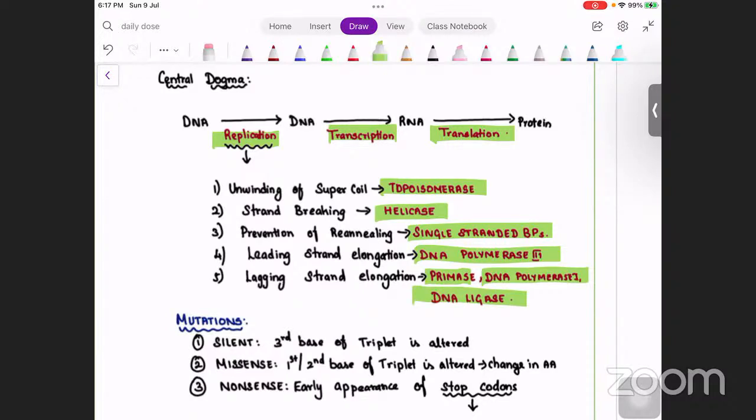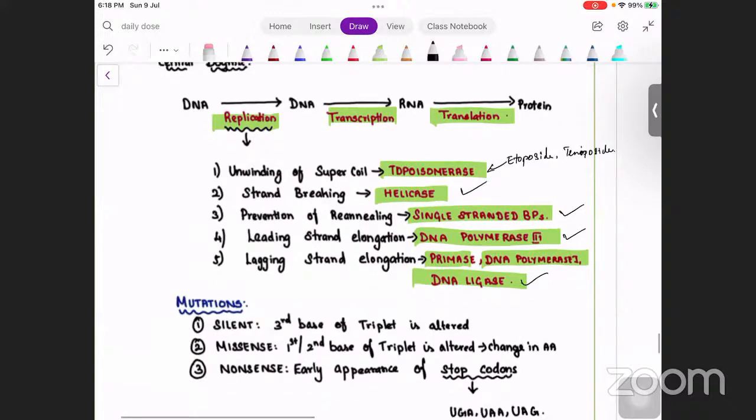Unwinding of supercoiling is done by topoisomerase, where drugs such as etoposide and teniposide are the topoisomerase inhibitors. Then you have the strand breaking, which is done by helicase, and the prevention of reannealing is done by single-stranded binding protein, and leading strand elongation is done by DNA polymerase, while lagging strand elongation is done by primase, DNA polymerase 1, and DNA ligase.